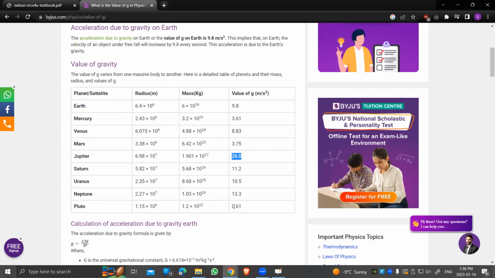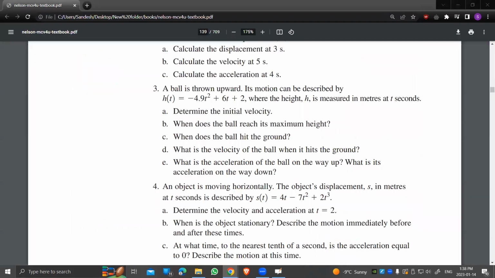But Pluto seems fun though, 0.61. You can really jump like house high. 9.8 divided by 0.61, you can jump 16 times higher. Oh my God. Imagine that. Pluto. Poor Pluto.